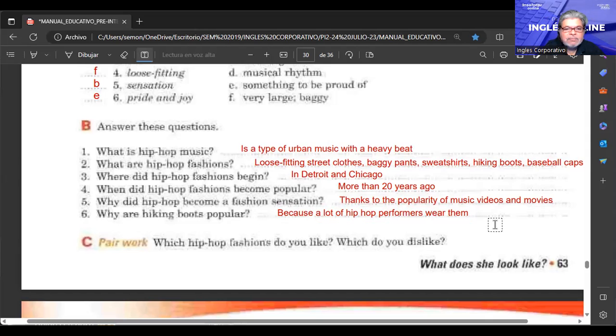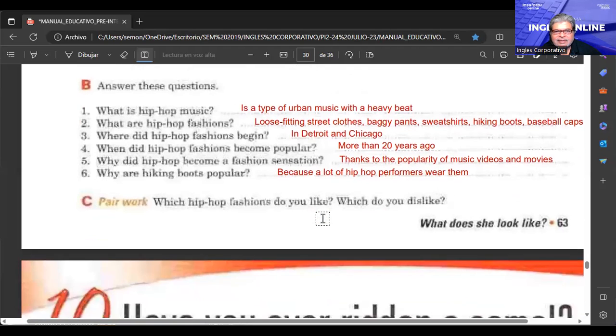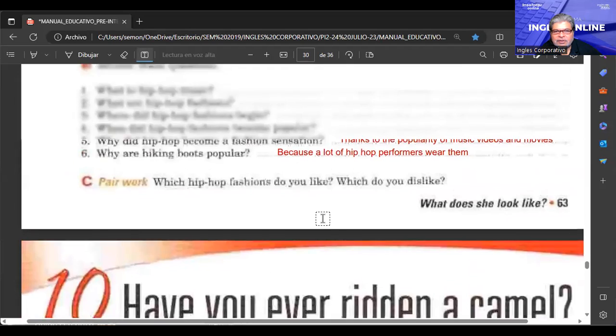Which hip hop fashions do you like? Do you like any of this fashion? I don't like this much. No. The music, yeah, I like it well. Do you like hip hop music? Okay, very good, people.